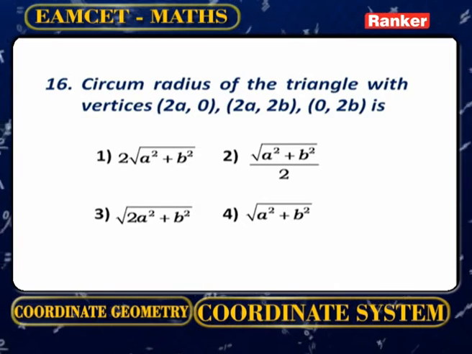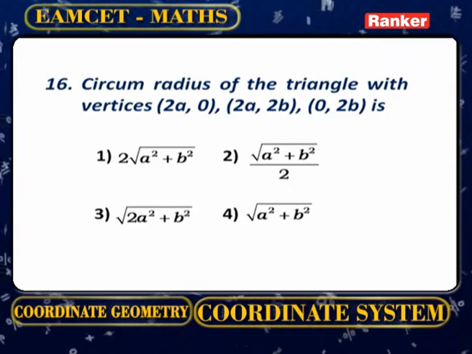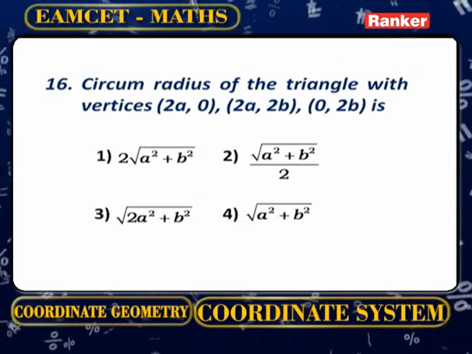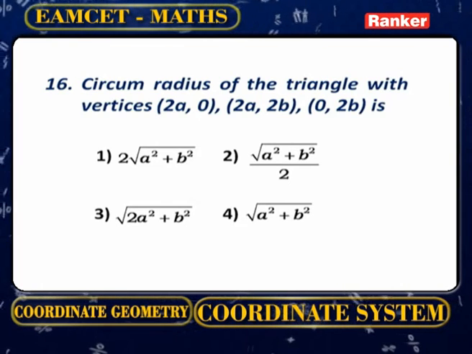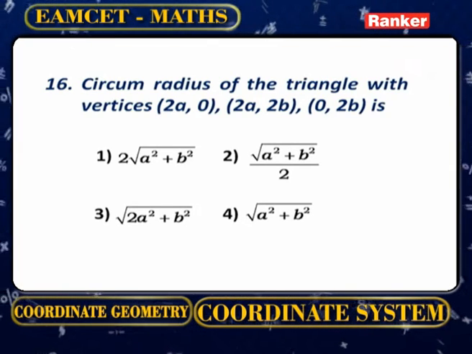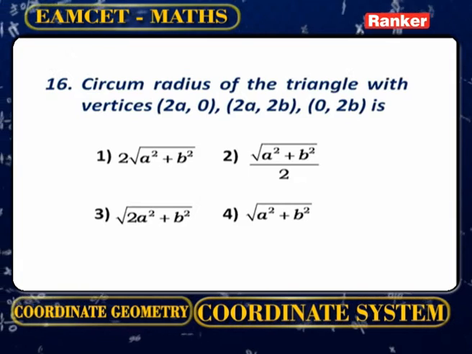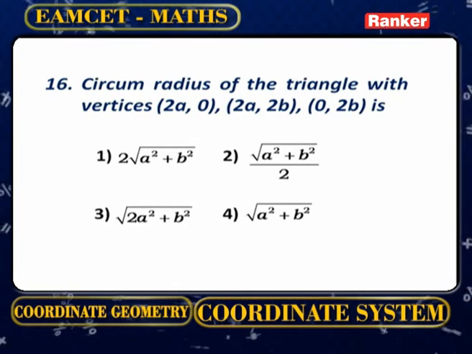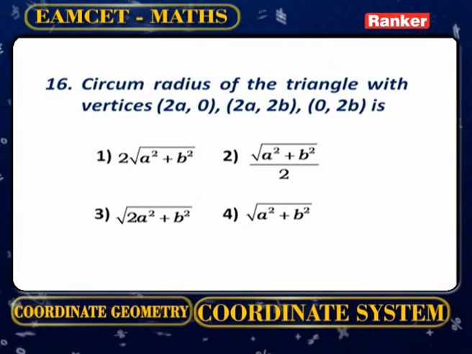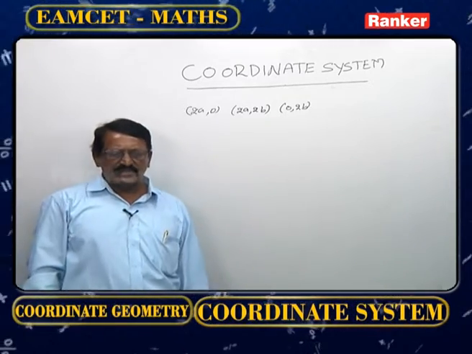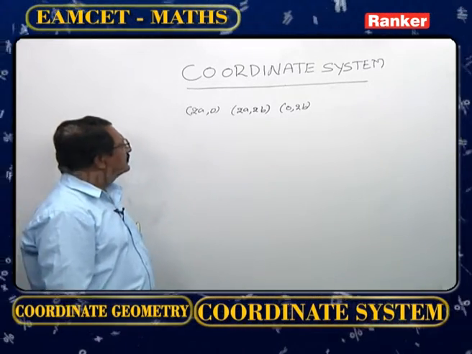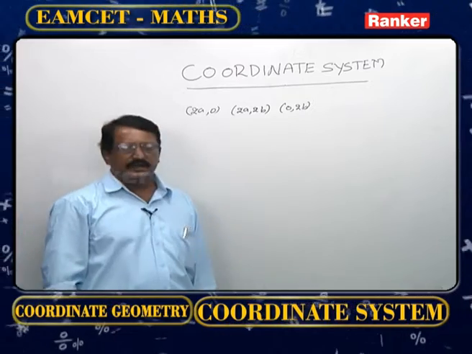The circumradius of the triangle with vertices (2a, 0), (2a, 2b) and (0, 2b). Required: the circumradius of the triangle with vertices (2a, 0), (2a, 2b) and (0, 2b).